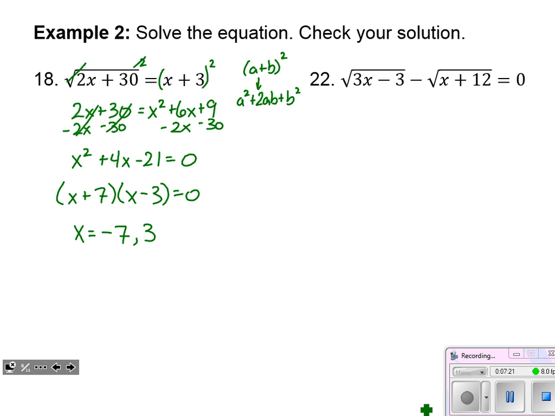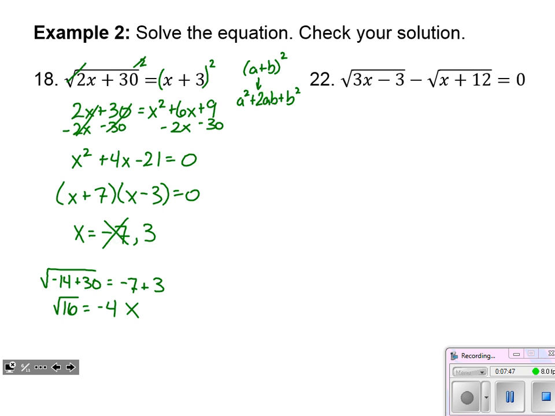All right, so let's see what happens if I plug in a negative 7. Then I would have the square root of negative 14 plus 30. Does that equal negative 7 plus 3? Well, on the left, my radical is the positive square root of 16. Does the positive square root of 16 equal negative 4? No, it doesn't. So negative 7 doesn't work as an answer.